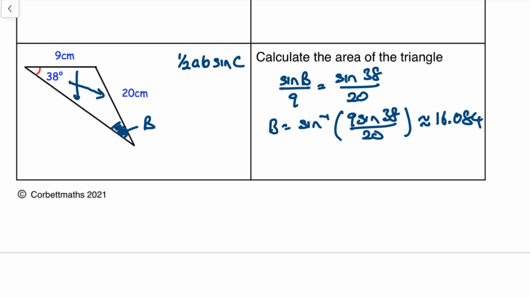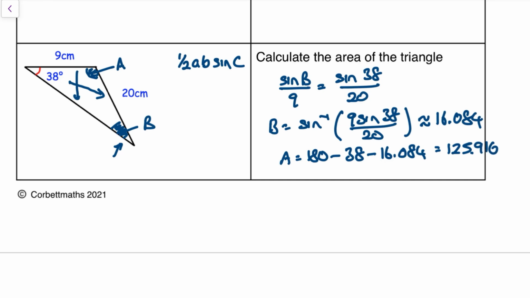Then what I'm going to do, so I know what B is, which means I can then calculate what A is, which is this angle here. So therefore angle A is going to be 180, total angles in a triangle, minus 38 minus 16.084. Now, as a quick aside, I've used the diagram to tell me that this is an acute angle at B. The diagram might not be very good, so I'm making a bit of an assumption here, but I think that's okay because of the way the question is presented. Anyway, if I get my calculator out, so it's 180 minus 38 minus 16.084, and that gives me 125.916 degrees.